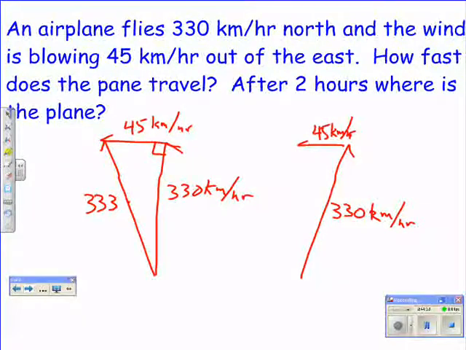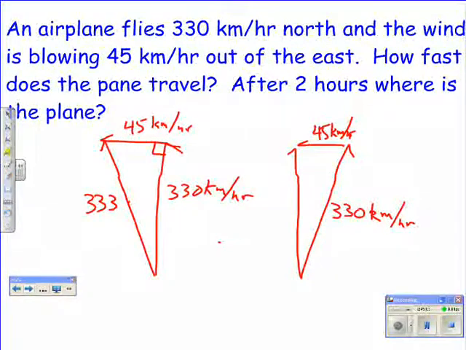If the wind was from the other way, you'd end up further away from where you wanted to be. It would be faster if the wind was from the west. Because if you're flying this way and the wind takes you this way, isn't this side longer? All right. So my resulting speed is going to be a little bit less, right? How could I find my resulting speed?